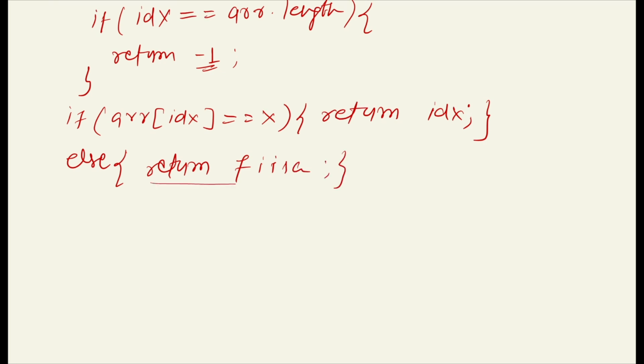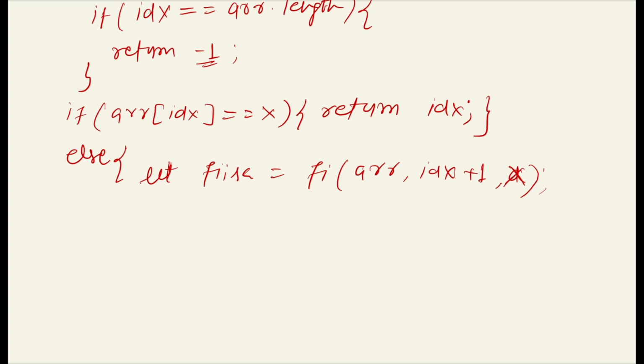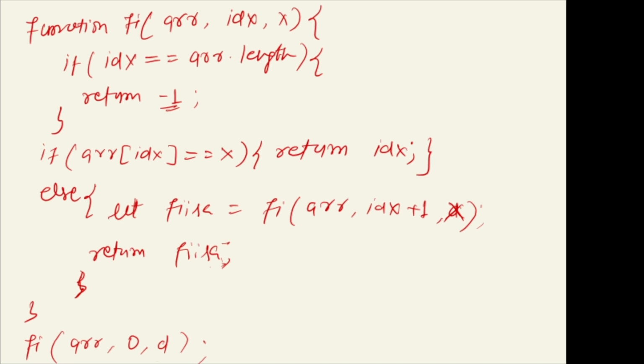So here we will correct this step: return the first index in smaller array. It will be let fi sa equals fi of array, and then index plus 1, smaller array, and then x. Now return fi sa, and the body of the function is closed. Now we will call the function with array, index 0, and the value of x, which is 3. So this is the exact function which we need to implement.